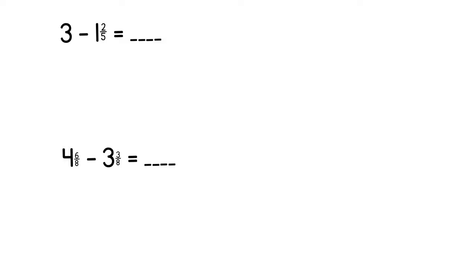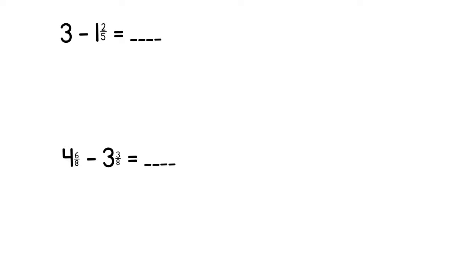If you have been struggling a little bit with just straight subtraction problems, I'm going to go through these with you. I'm going to use a bar model, and then I'm also going to show it as a number bond. So our first problem is 3 minus 1 2/5.